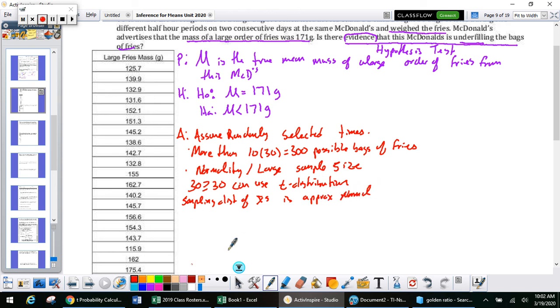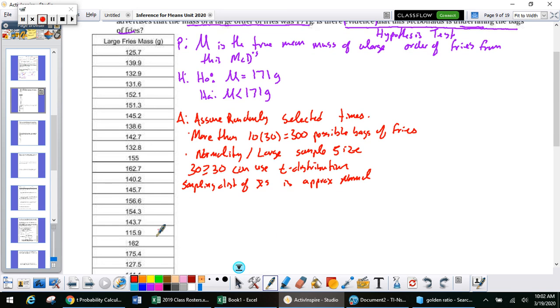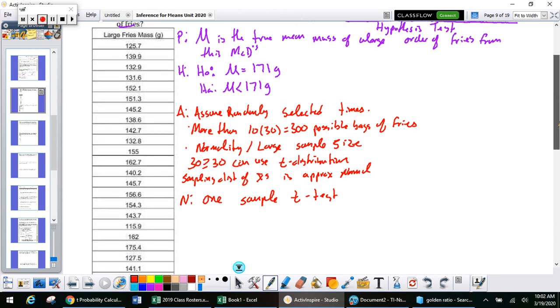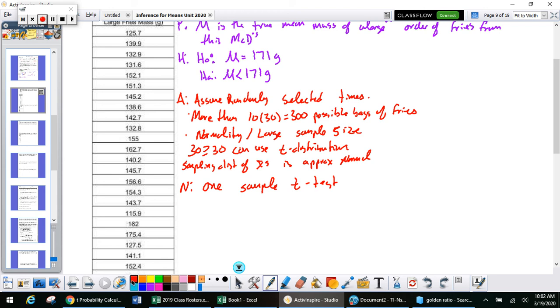So now we're going to go ahead and name the test. All right, so we're going to go ahead and name this thing. So this is a 1 sample t-test. Why is it a 1 sample t-test? Well, how many samples do I have? 1. Which distribution do I have to use? T. Because I don't know sigma. Okay? All right, so now we're going to go ahead and write our test statistic.